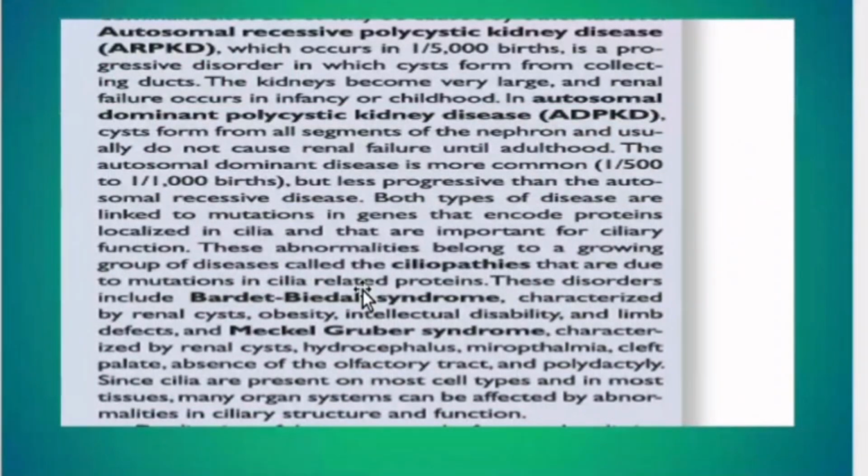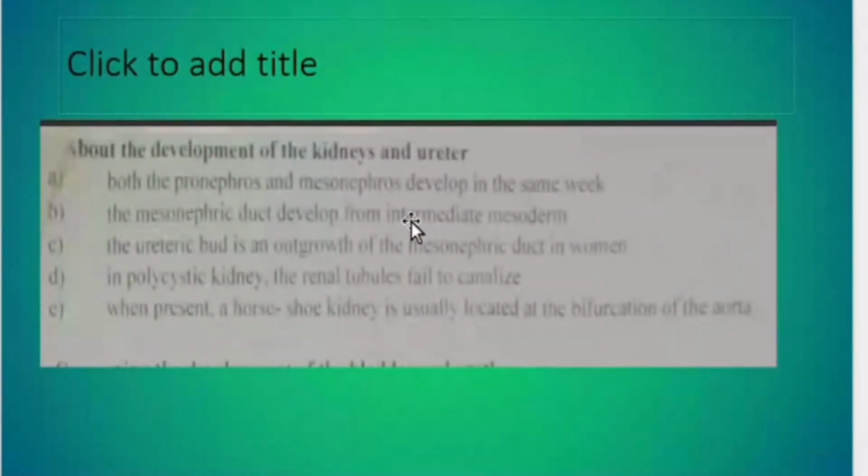Number two, polycystic kidney disease can be recessive or it can be dominant. But the idea is you have cysts that form in the collecting ducts of the kidney. So in polycystic kidney, you have mass cysts forming in the collecting ducts. And if it's multicystic, you don't form your nephrons. Now, back to our question. In polycystic kidneys, the renal tubules fail to canalize. This is actually false. They do canalize, but you find you have mass cysts inside those tubules.